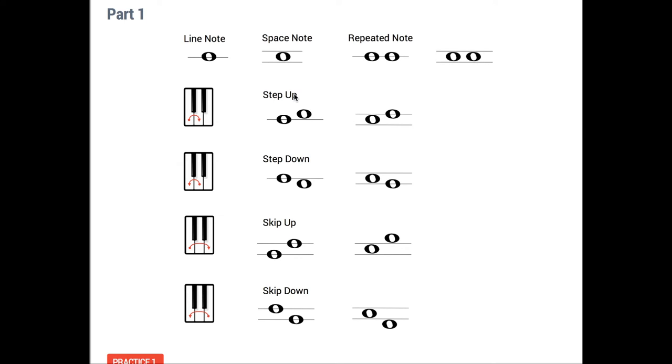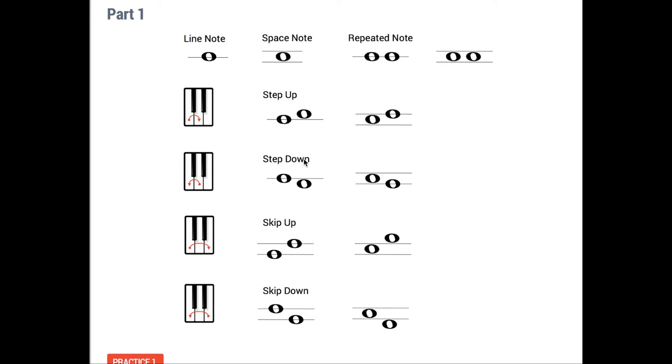Now, step up. In music, one note is on a line and the other note is on a space. That means step up. It has to be a line to the next space, or a space to the next line. That's a step up. So if you play on the piano, it really doesn't matter which note it is. If that note is C, the next note would be D. If this note is E, the next note would be F, just right next to each other. Since it's going up, you just read the next note.